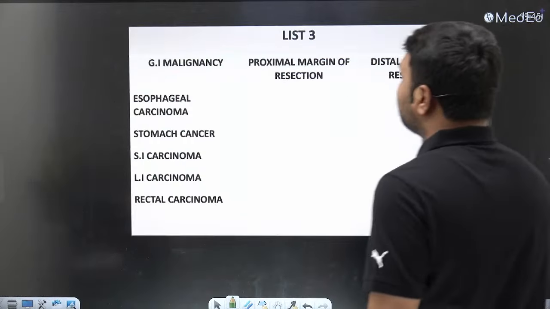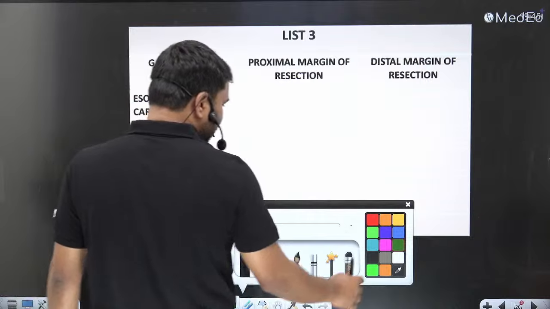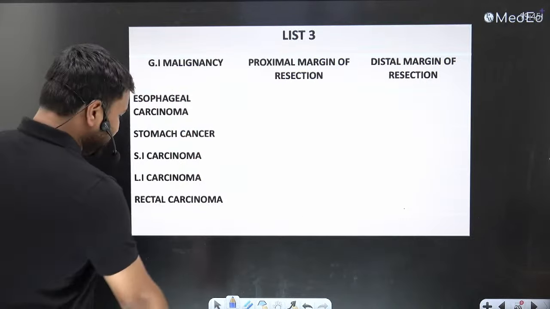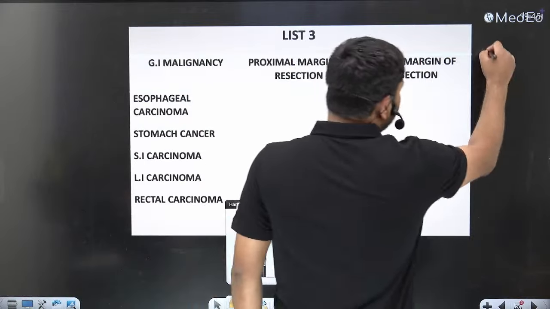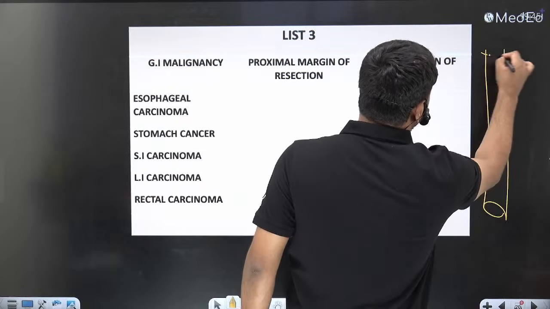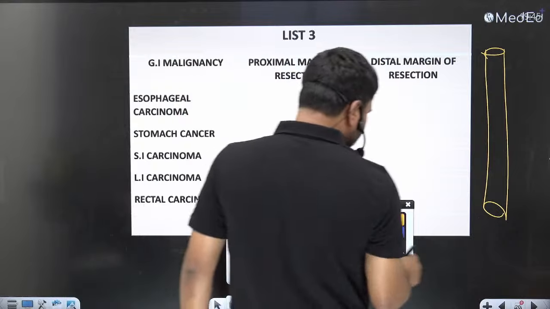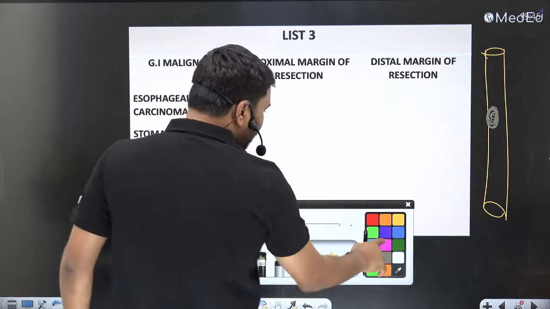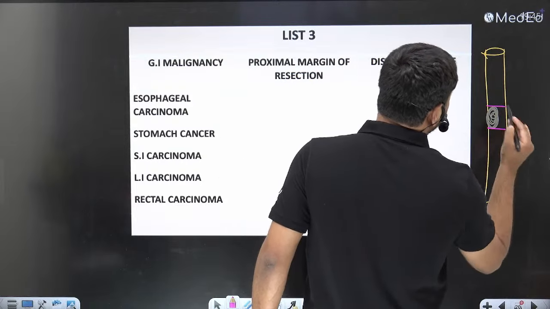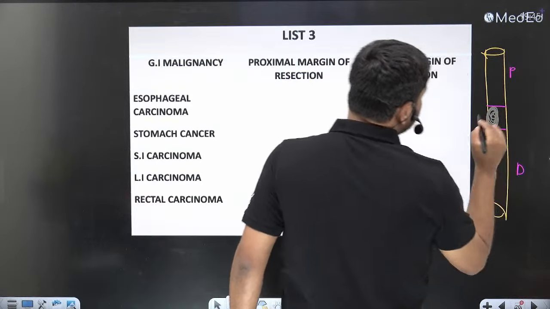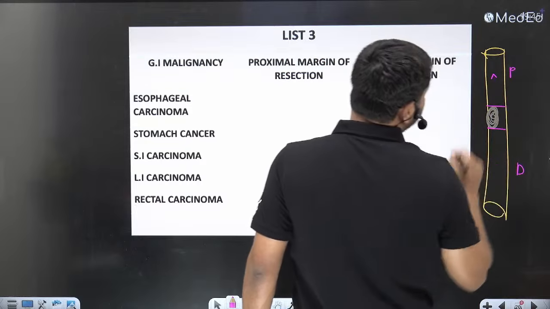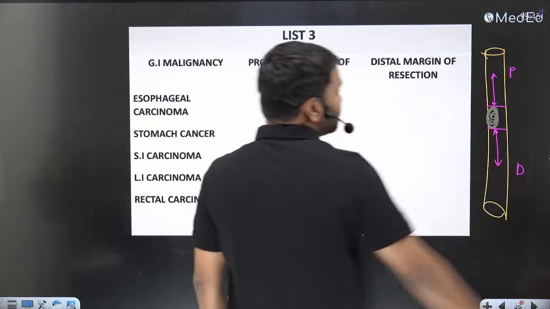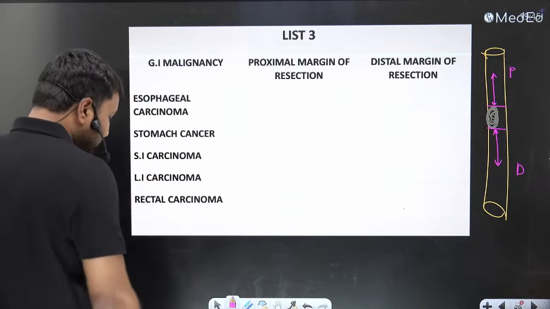Now, what do you have? List number three: the GI malignancies and the margin for resection. You have two margins for resection, proximal and distal. Those who don't understand, let's look at the concept. Let's say this is the GI lumen, and in the lumen there is a tumor. I will take the upper extent of the tumor and the lower extent of the tumor. Whatever margin you take above the tumor is the proximal margin, and whatever margin you take below the tumor is your distal margin. So this is the concept of proximal and distal margin.